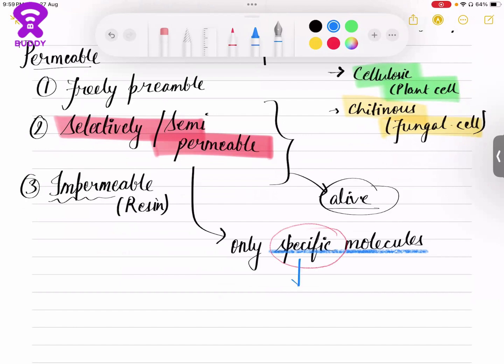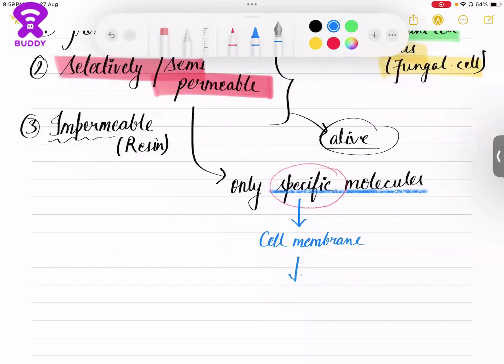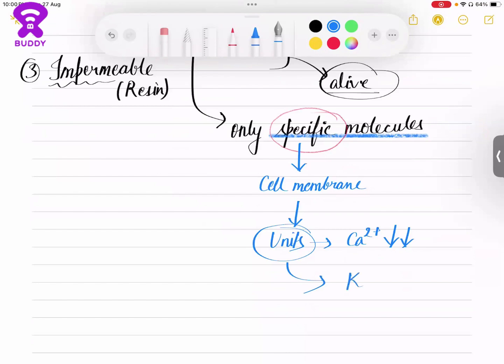Like if I am saying that I have got a cell membrane. Now this cell membrane has got a lot of units. We are going to talk about that in our later parts. One unit is designed in a way that it will only allow calcium ions to move inside. So you cannot expect this unit to do any other task. It won't transport potassium ions, it won't transport H2O molecules. Whatever comes in front of this, if it is not calcium, it won't let it pass. So this is so specific.